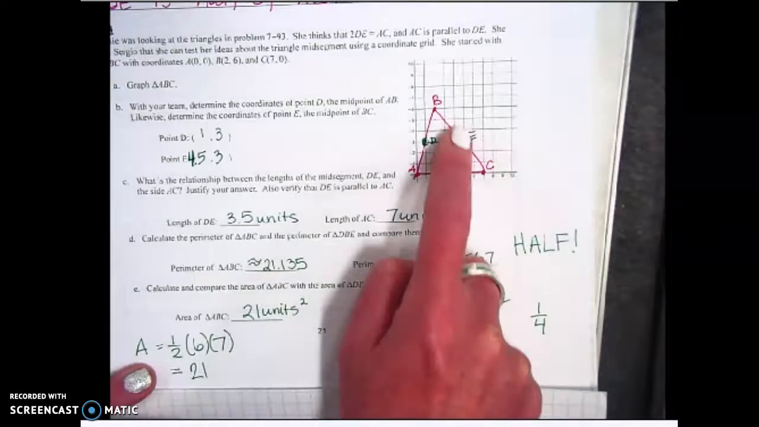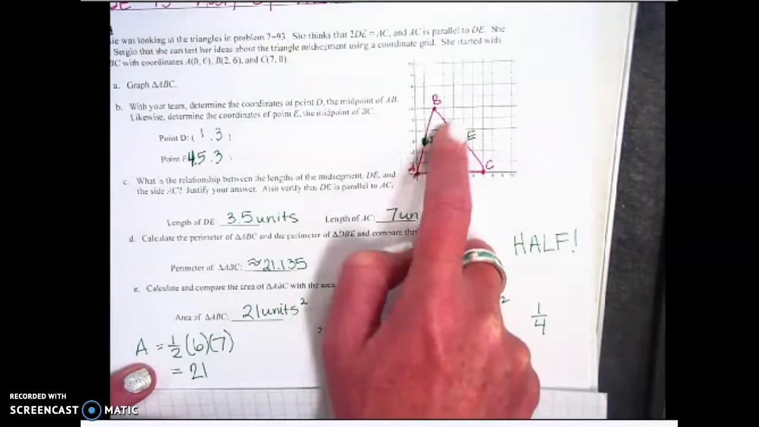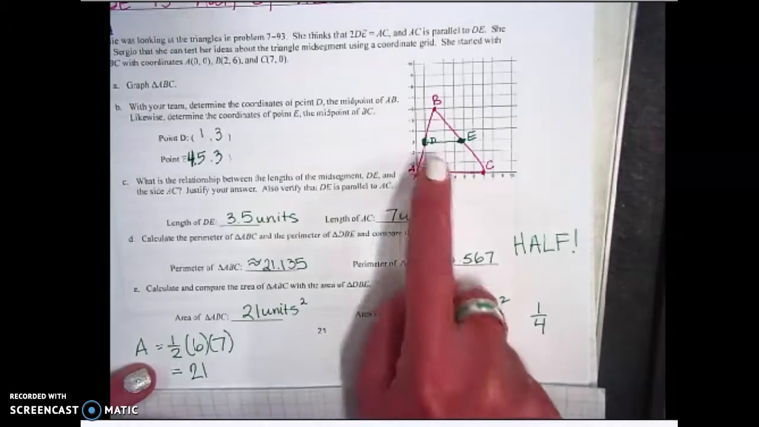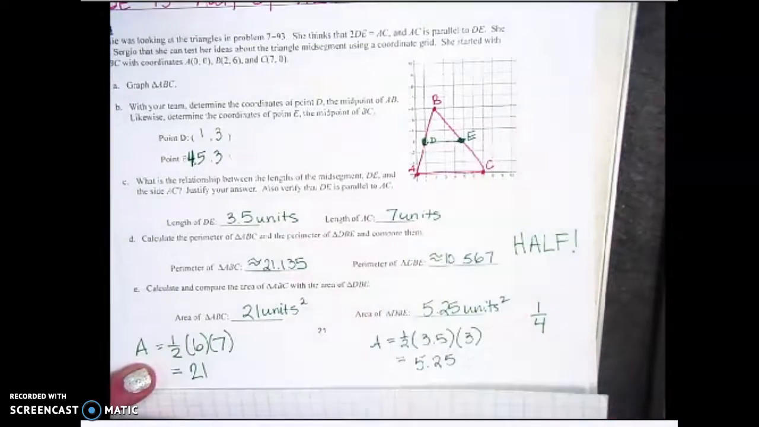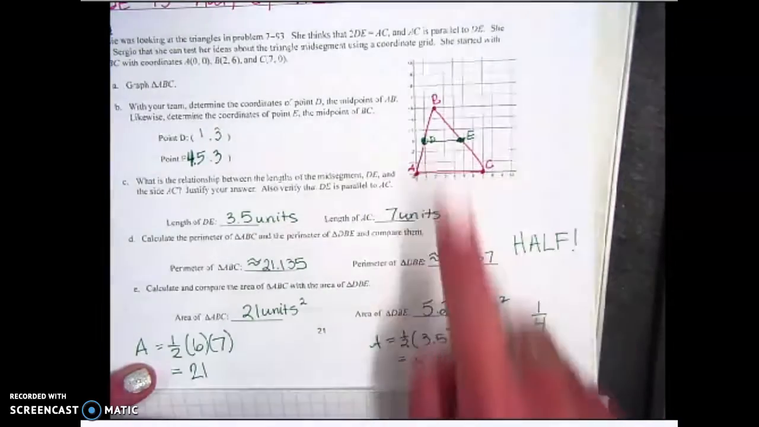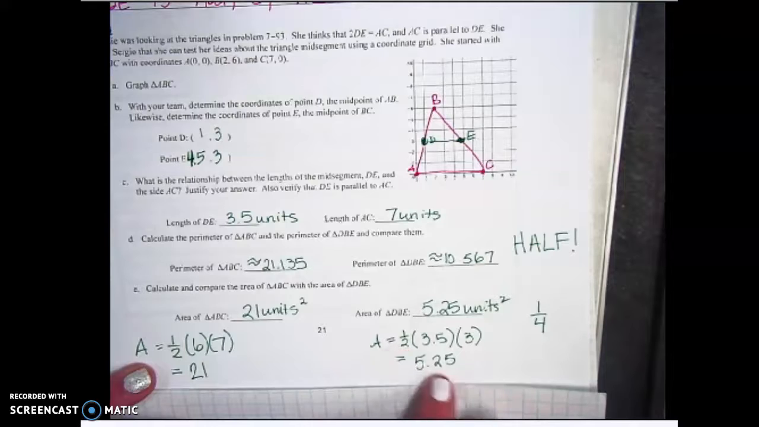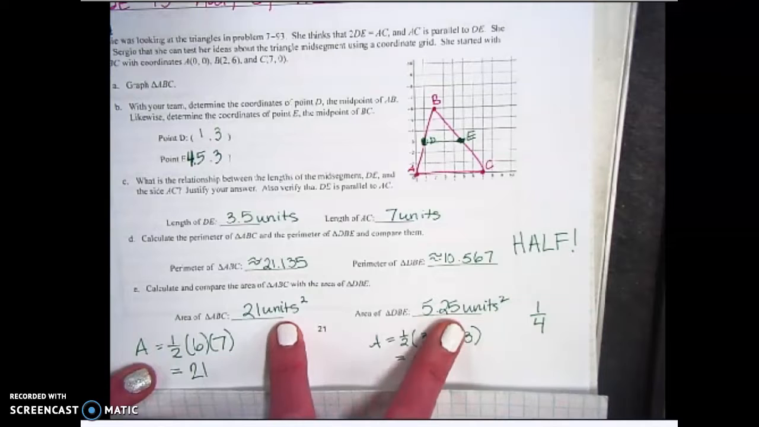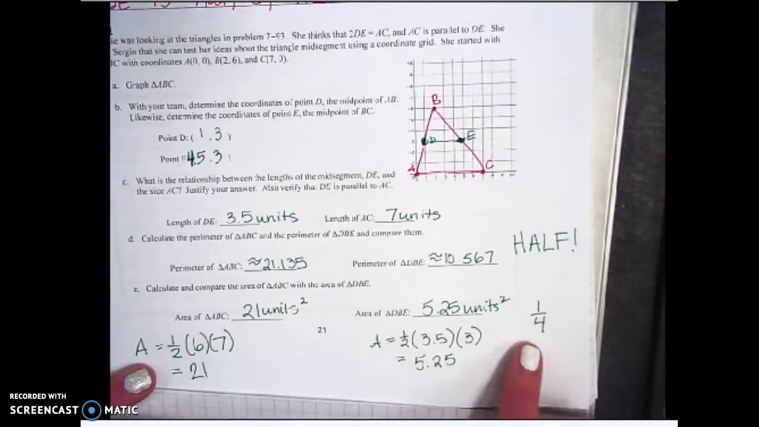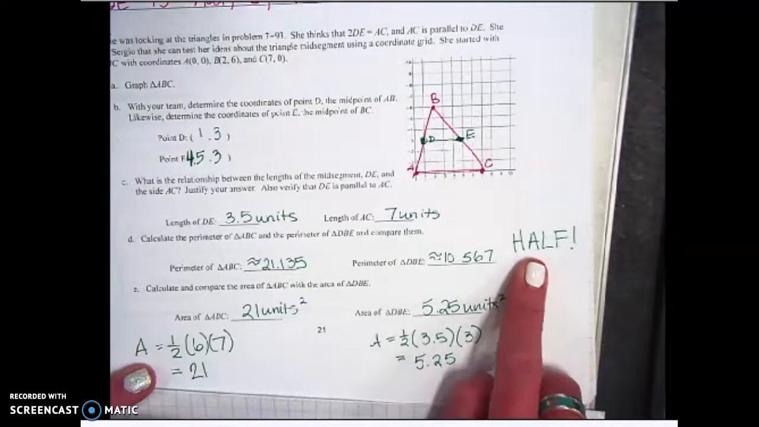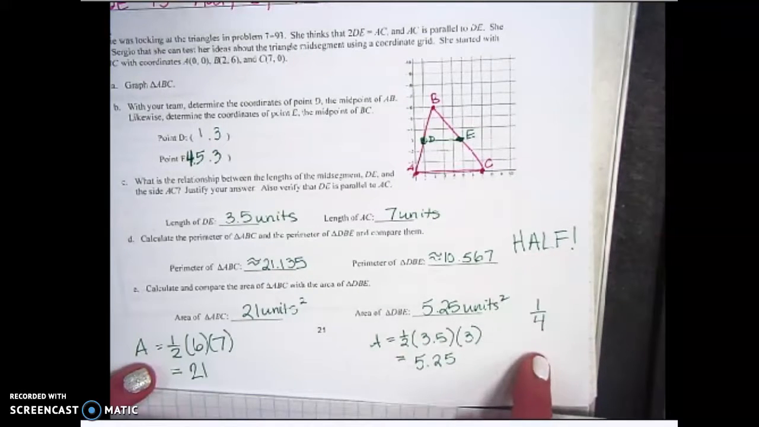Then to calculate the area of the smaller triangle, it's 3.5 units this way and 3 units this way. And then half of that is 5.25. So the areas in relation to each other, they're not half, they're 1/4. A little bit trickier. So perimeters are half, areas are 1/4.